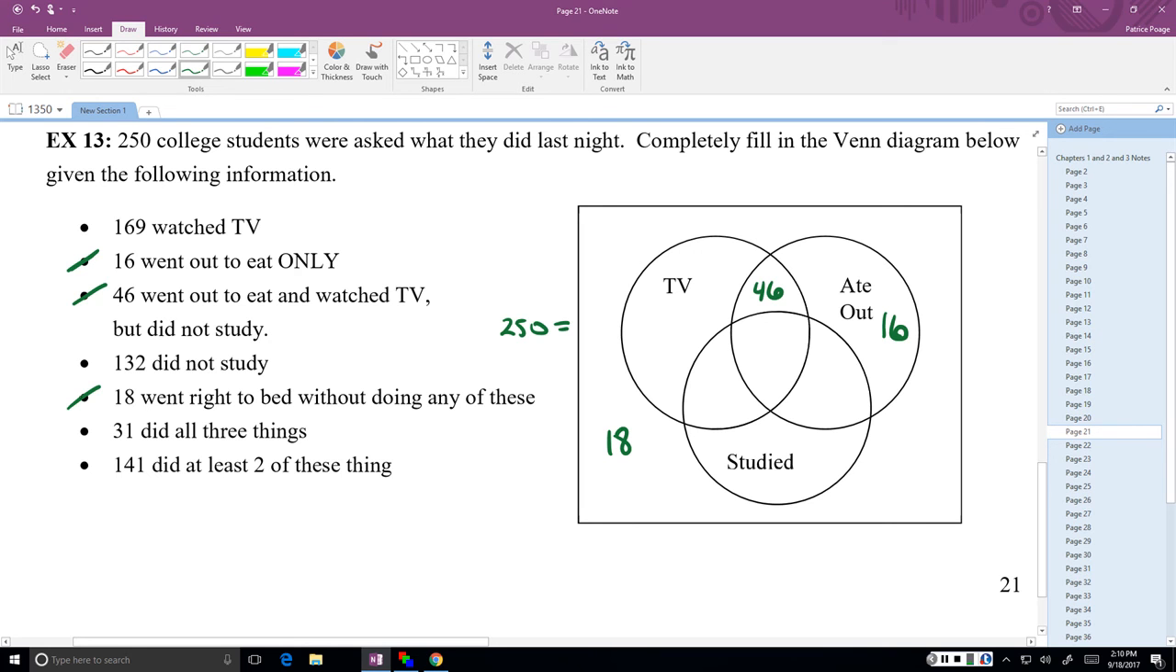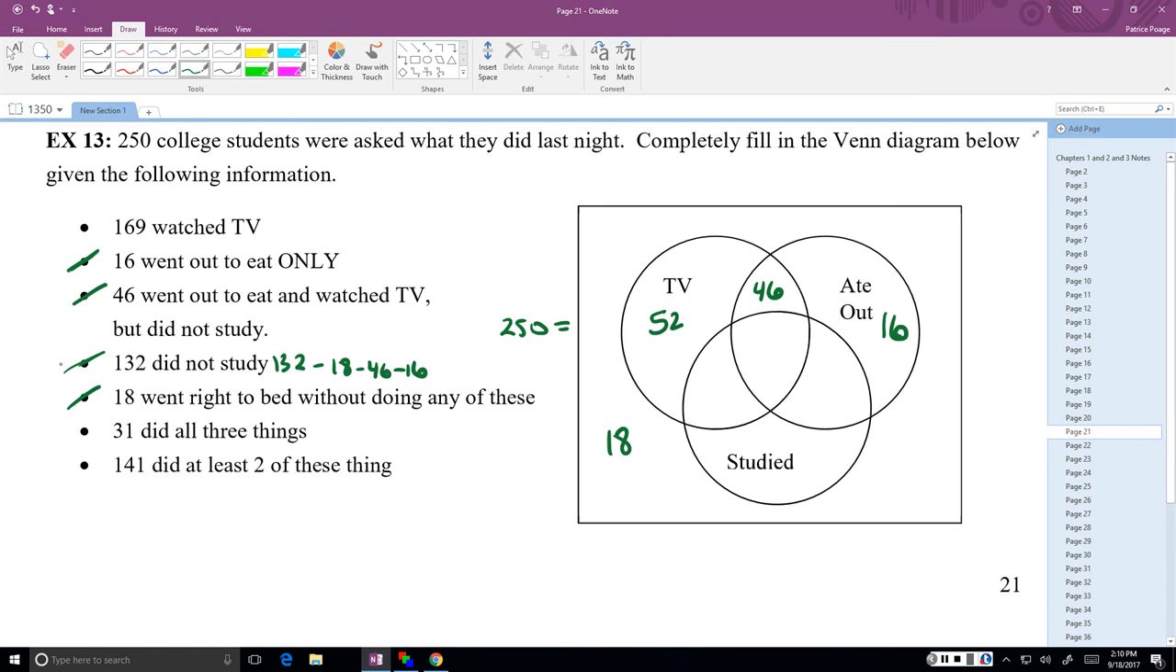Now we can go back. 132 did not study. So if you cover up the study circle, these other 4 numbers should add up to 132. So we can find this now. We'll just do 132 minus 18 minus 46 minus 16. And we would get 52 people right there. And who are those people? They only watch TV. They did not eat out or study. They just watch TV only.